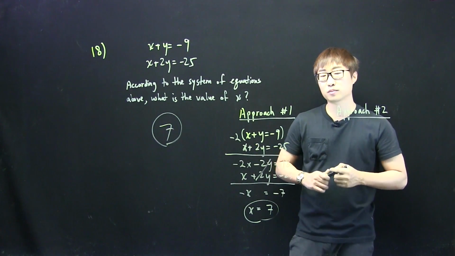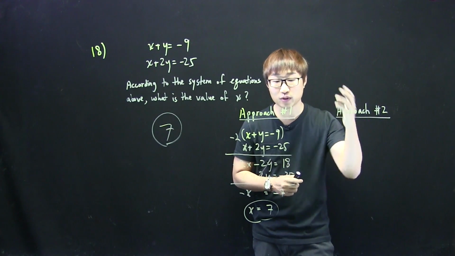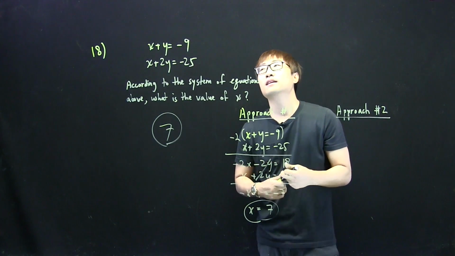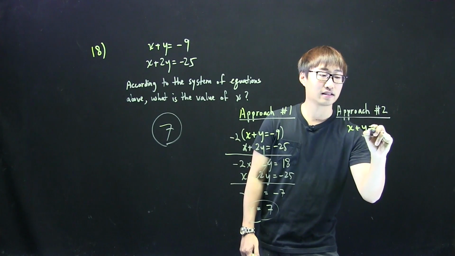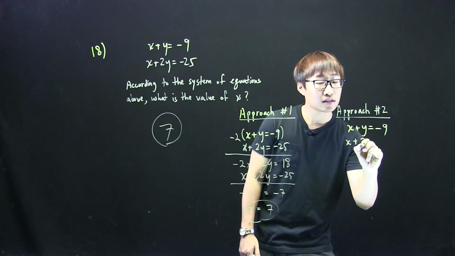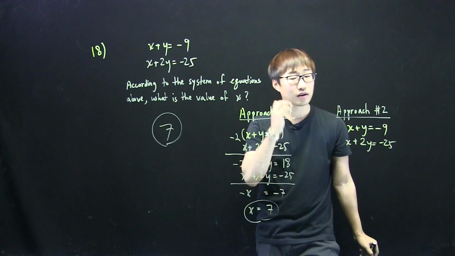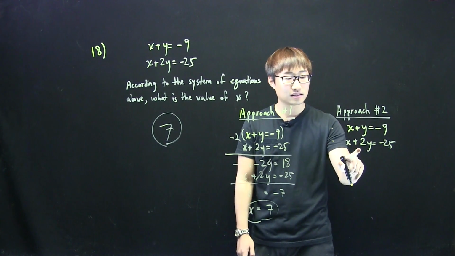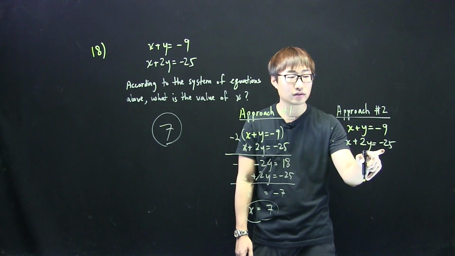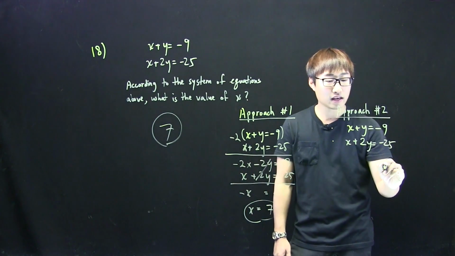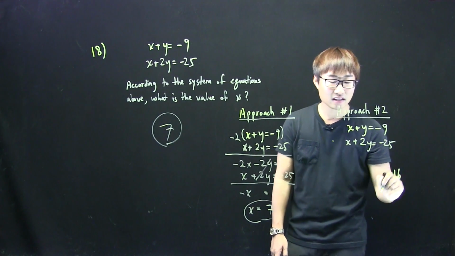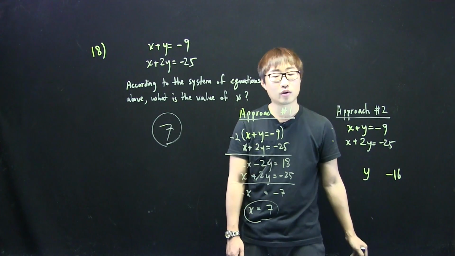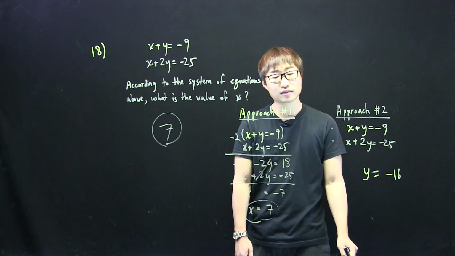Now here's another approach. Approach number 2. This is the way I like it. Because if you can think this way, this problem becomes really fast. I'm not going to say 2 seconds, but maybe like 8 seconds top, right? Take a look. x plus y is negative 9. x plus 2y is negative 25. What just happened? These are literally the same equations, except that this one adds one more y, right? And what happened to the value? It went from negative 9 to negative 25, aka it went down by 16 for just adding one y, aka y is negative 16.